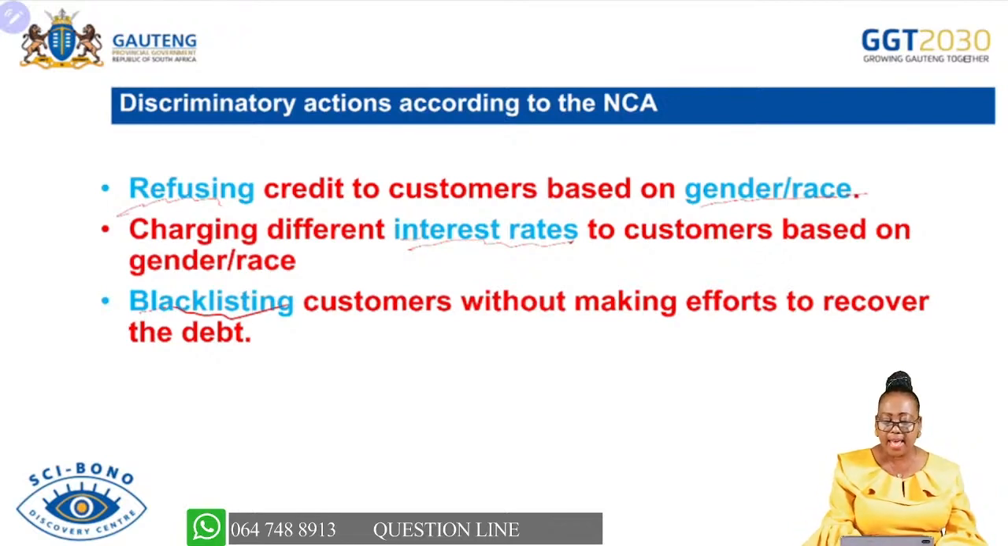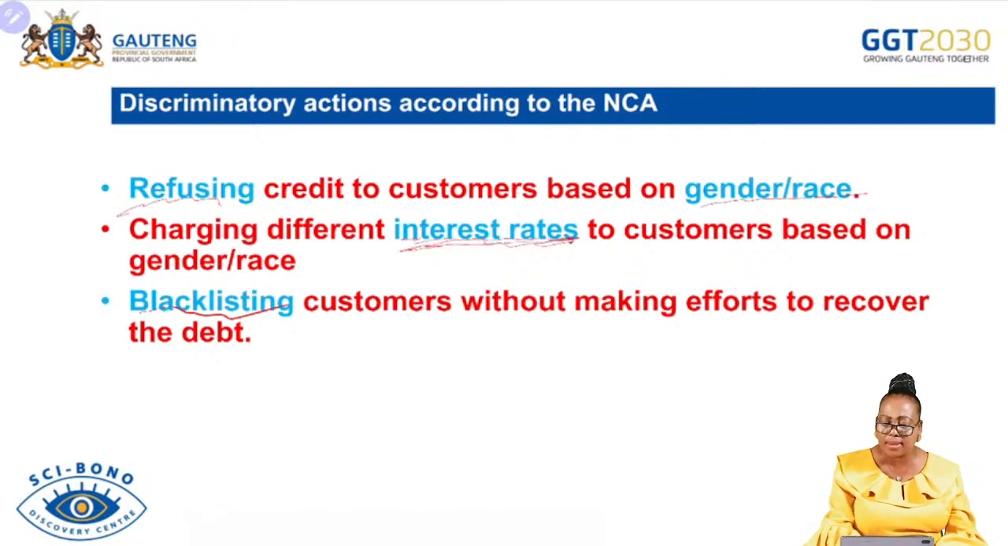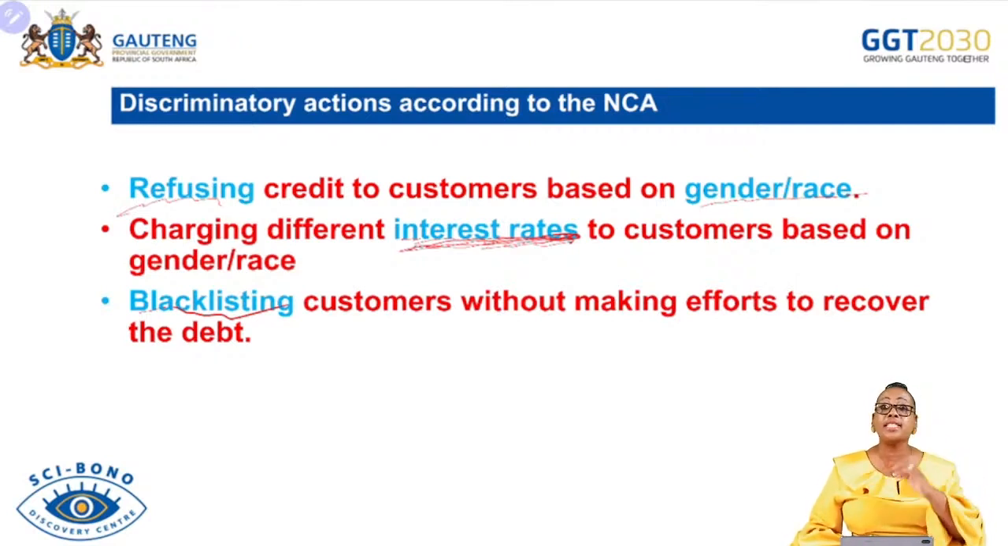Charging different interest to customers. That interest rate must make you remember a keyword to use as a negative impact of the National Credit Act. So customers must be charged equally. If their interests are going to be charged, let them be equal.